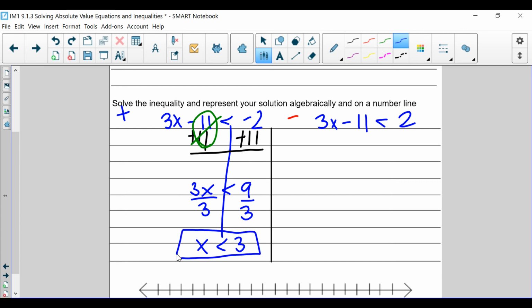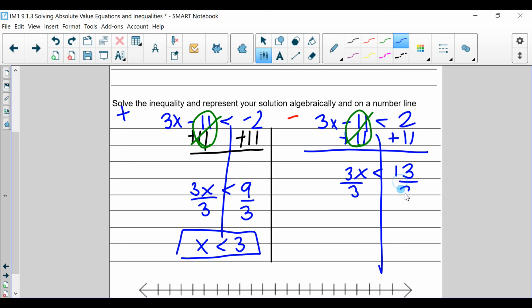And then over here, we're doing the same thing, adding that 11. 3x is less than 13. This one is going to be a little bit more challenging because we've got a mixed number, and the mixed number is going to be 4 1/3, also known as 4.3. Alright, and let's go ahead and graph it.